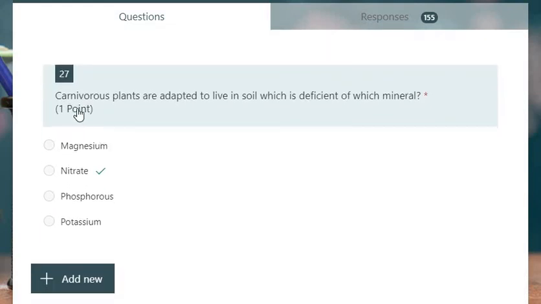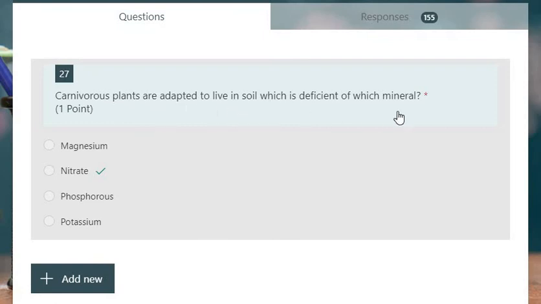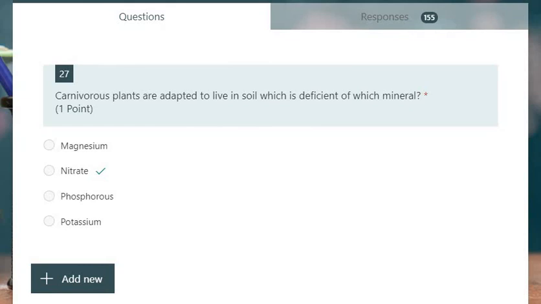And 27, carnivorous plants are adapted to live in soil which is deficient in nitrates. So they catch insects and things and they digest the proteins to get nitrates out of them. And that was that. Your total mark should be out of 30.